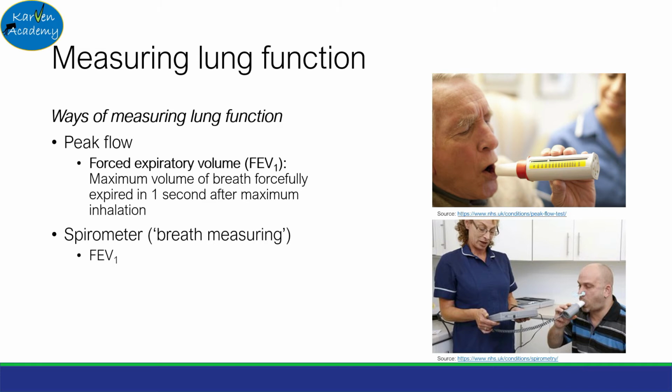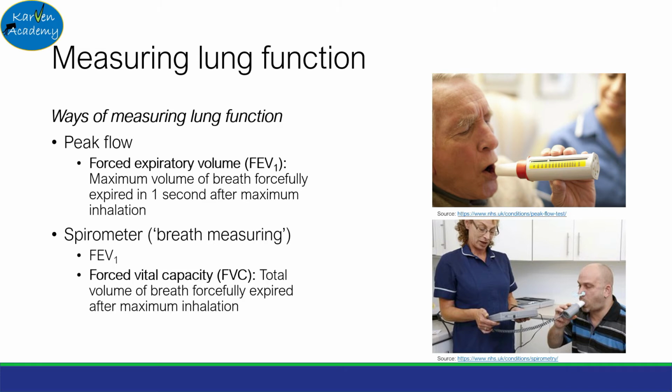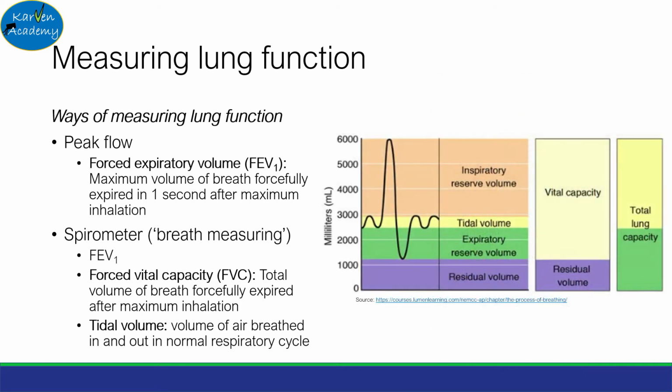This can be used to measure both FEV1 and also another parameter called forced vital capacity, which is defined as the total volume of breath forcefully expired after maximum inhalation. Additionally, this can measure your tidal volume, which is the volume of air breathed in and out during a normal respiratory cycle. When using a spirometer, you can obtain different types of diagrams depending on how you ask the person to breathe. This is one type. Notice that the forced vital capacity essentially measures your lungs' vital capacity.